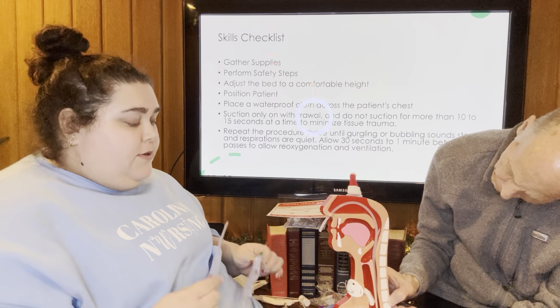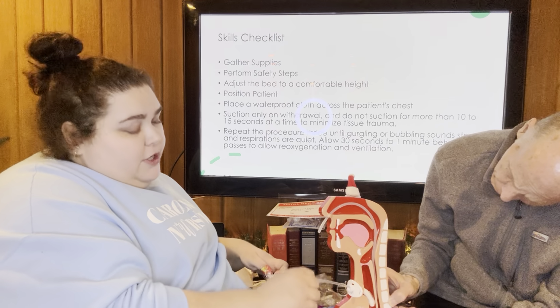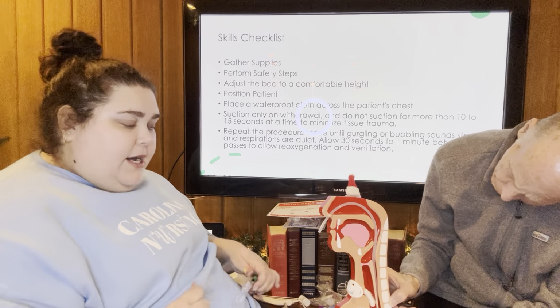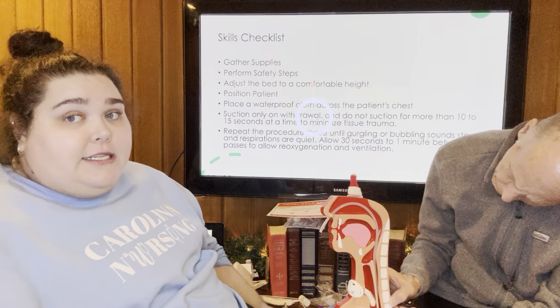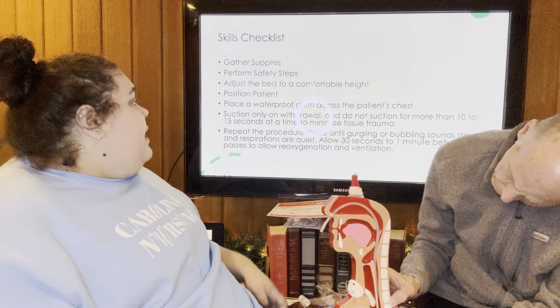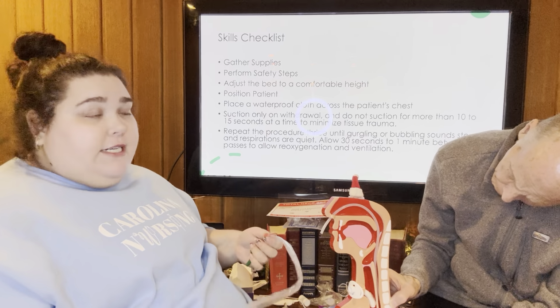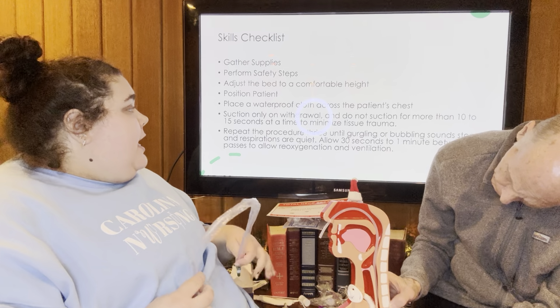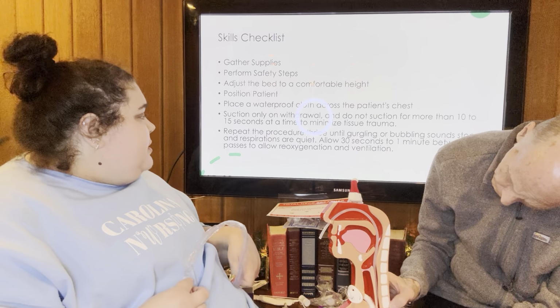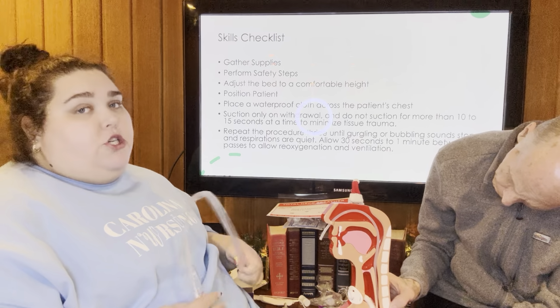And then you're going to want to do this circular motion as you pull it up, and that'll keep anything from getting stuck to the walls of the trachea. Then you can repeat that procedure up to 3 times, or until the patient sounds like they don't need to be suctioned anymore. Allow 30 seconds to a minute between passes to allow reoxygenation and ventilation.